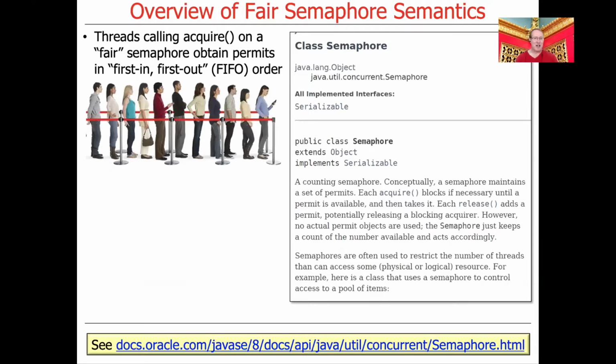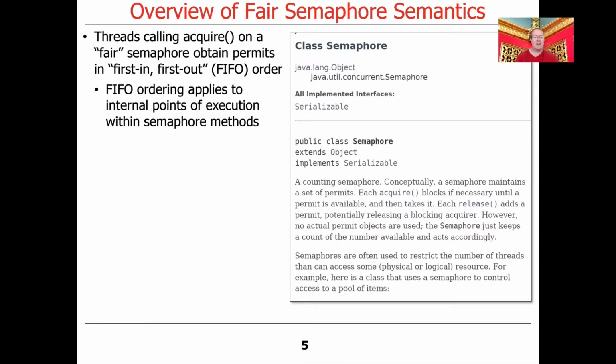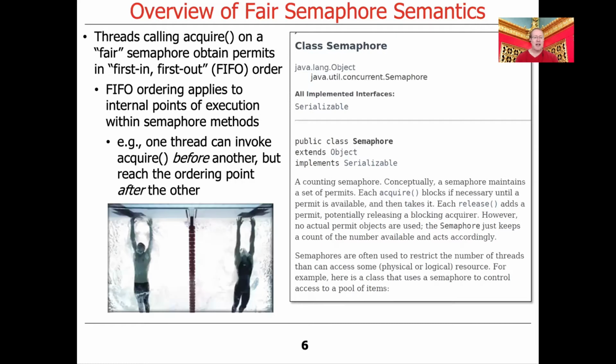In fact, if you think about the way that Java semaphores work, if you recall, there's a Boolean you can pass to the constructor of Java semaphore to indicate whether you want it to be fair or unfair, or haphazard, as we might say. And FIFO ordering in this context applies to internal points of execution within the semaphore methods, like acquire and acquire interruptibly. What this means is that one thread could actually invoke acquire before another, but it might reach the ordering point after the other thread.